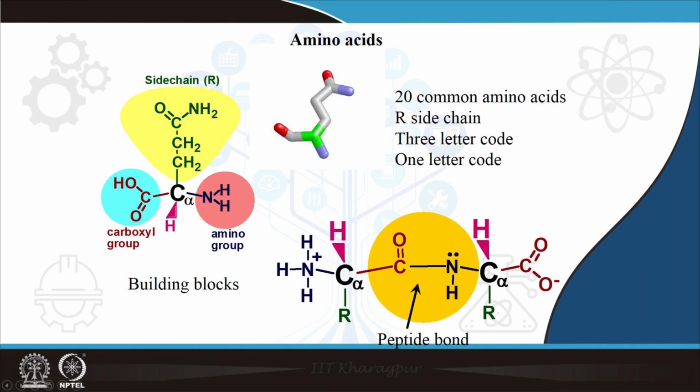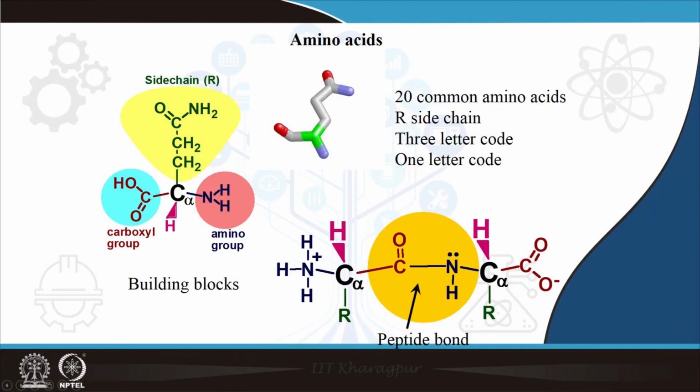1-letter code. If we go to this amino acid, this side chain corresponds to the amino acid glutamine. The 3-letter code for glutamine is GLN and the 1-letter code is Q. Okay, so it's something that you ought to remember regarding the amino acids.